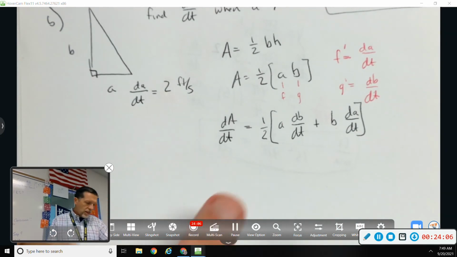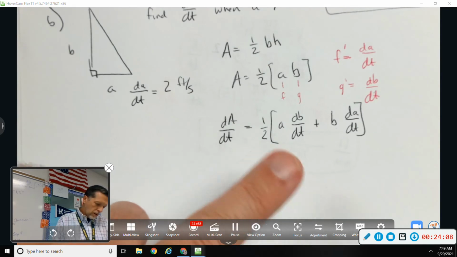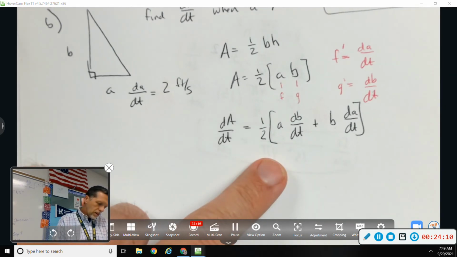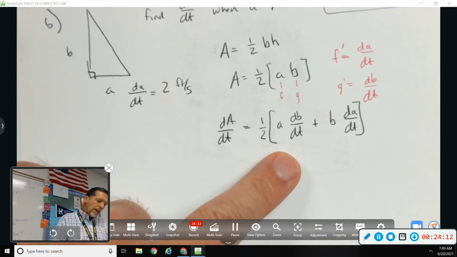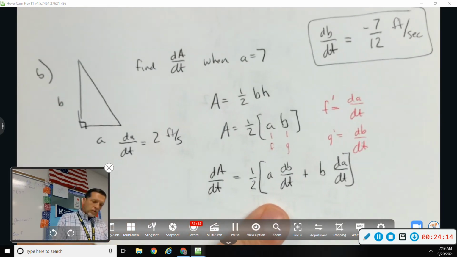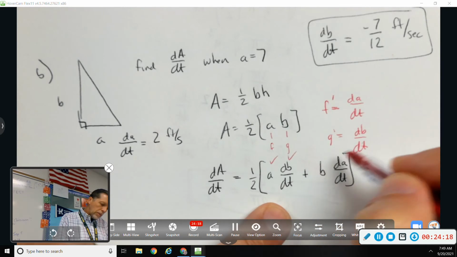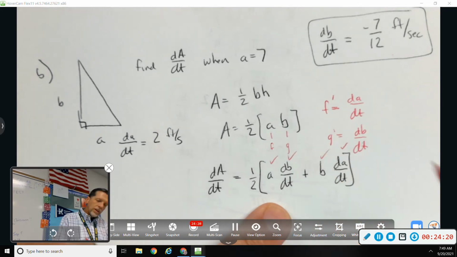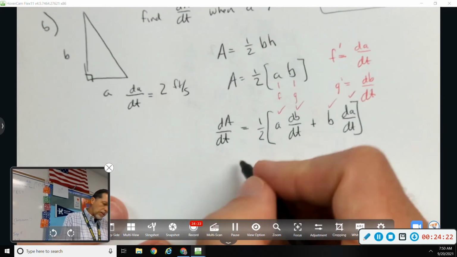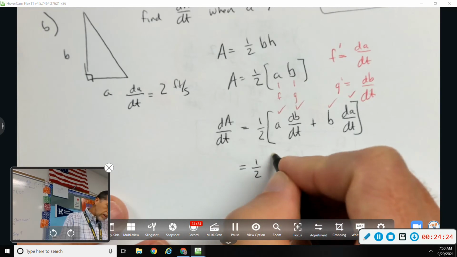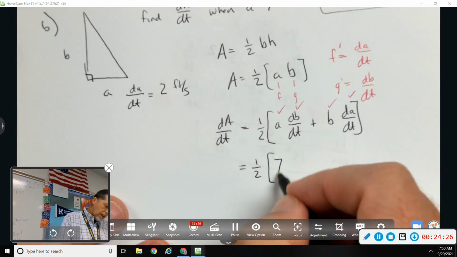And let's see what we know here. A, we know. dB dt we found from the last part. That's why they ask us that first. So we know A, we know dB dt, we know B, we know dA dt. We know everything we need to know. So 1/2. A is 7.